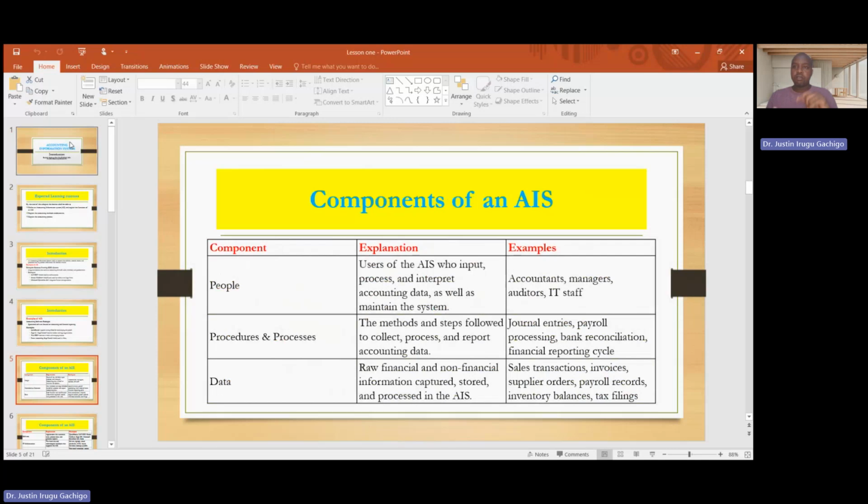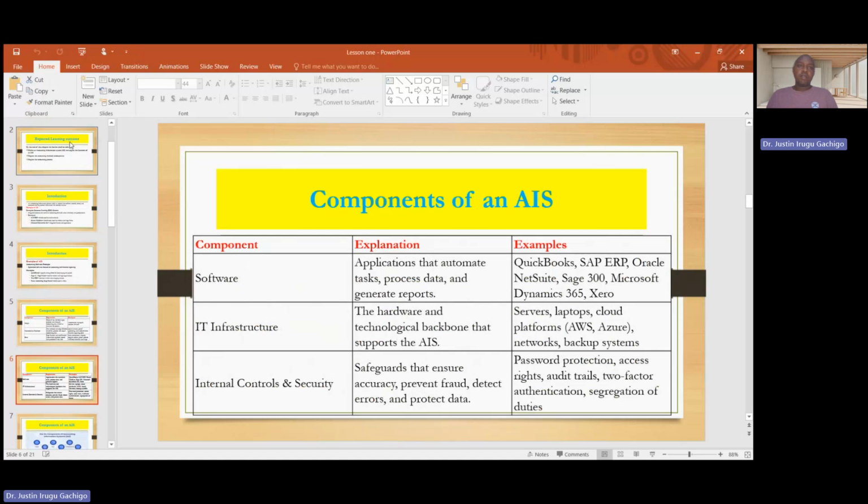The raw information includes financial and non-financial information, which is captured and stored in an accounting information system. Examples of this information include the sales transactions, which are financial information. Invoice, this is financial information. Supplier order, financial information. Payroll record, these are non-financial information. Inventory balance and tax filing, those are financial information.